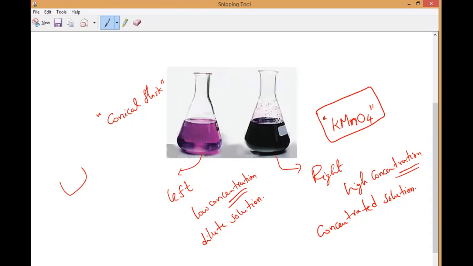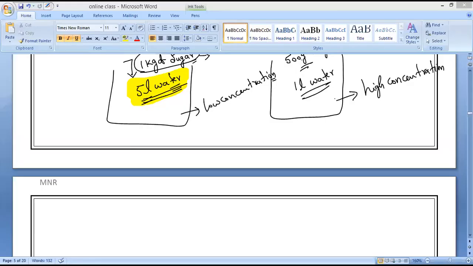Now, have you understood how a solution will be highly concentrated or low concentrated? As we already came to the conclusion, the amount of solute alone decides whether the concentration of a solution is high or low. Is there any doubt in that? So the amount of solute will decide the concentration of the solution, not the solvent, whether it is a diluted solution or a concentrated one.